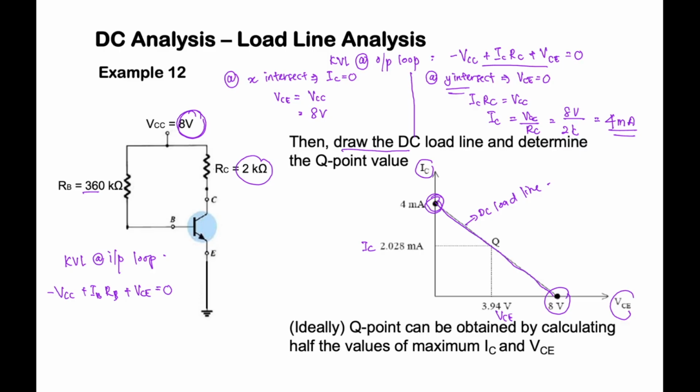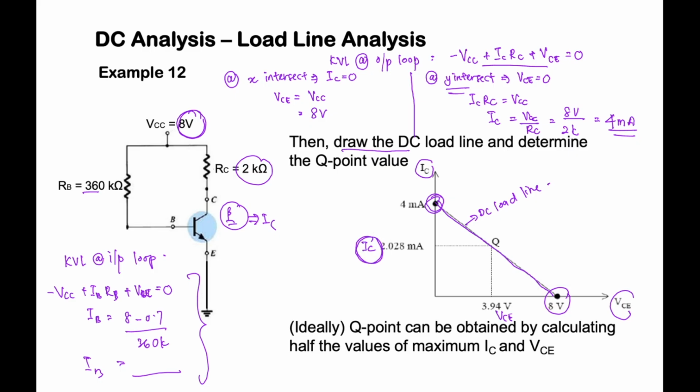From here, we will get our IB as VCC, 8 volts, minus VBE, 0.7, divided by RB, 360 kilo. So we will get the value of IB. However, beta is not provided to us, meaning that we cannot find the value of IC using this calculation. So in this case, what we can do is determine the best operating point of this IC.